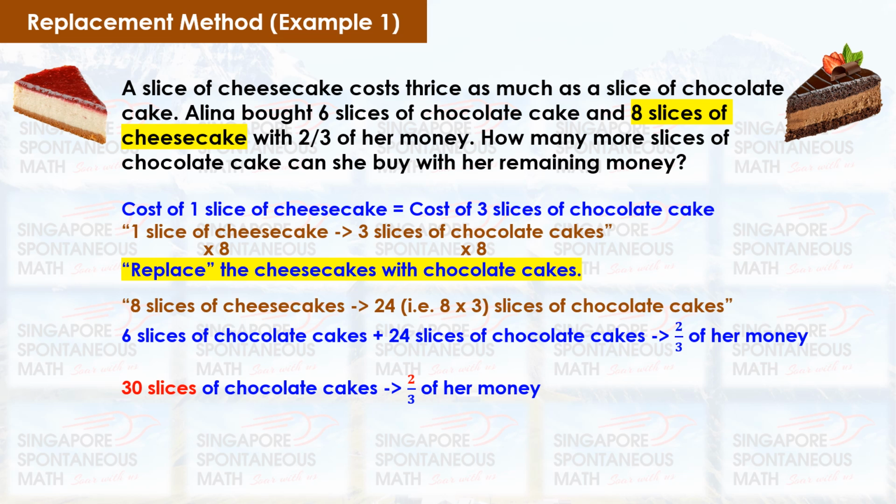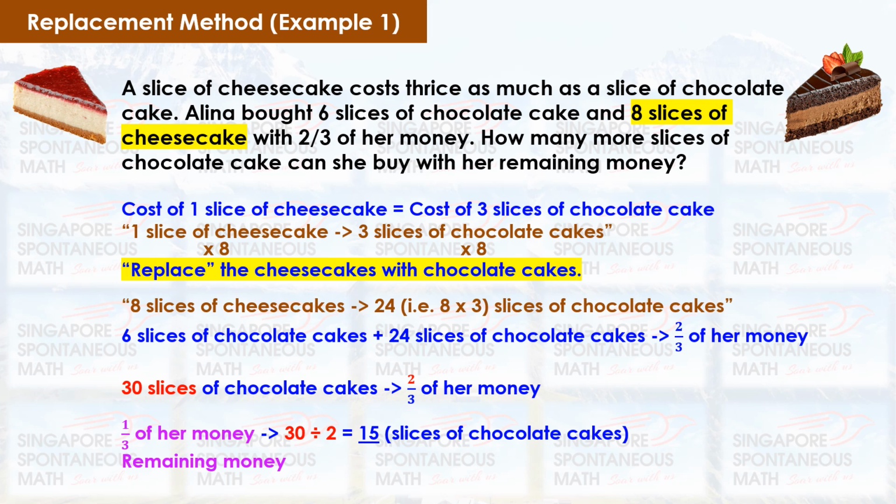Six slices of chocolate cakes plus 24 slices of chocolate cake equals 30 slices of chocolate cake. Alina can buy 30 slices of chocolate cakes with 2/3 of her money. 30 divided by 2 equals 15. Alina can buy 15 slices of chocolate cake with her remaining money, which is 1/3.